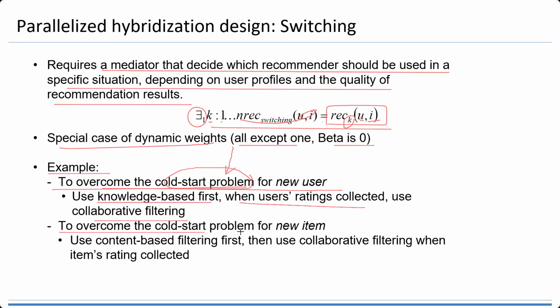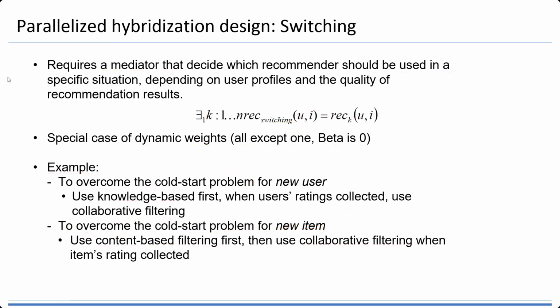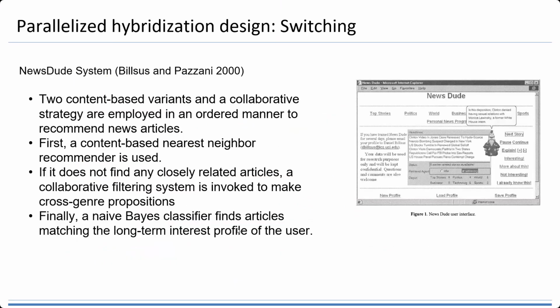If we want to overcome the cold start problem for a new item, we can use content-based filtering first, and then use collaborative filtering. Okay, so the step is different. If we want to collect from the user, we use the knowledge base and then collaborative filtering. If we want to look at the item, we use content-based filtering first and then collaborative filtering. So there are some ways for this switching. Switching, as you know, we switch the method.